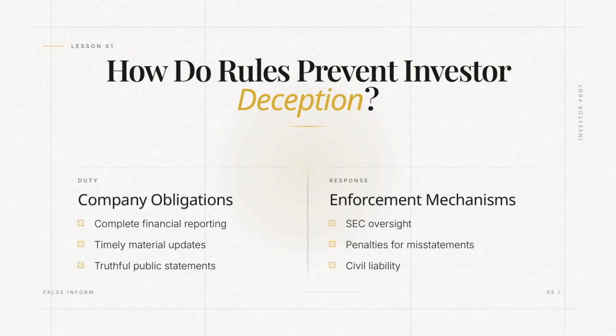Next, when it comes to response mechanisms, enforcement plays a key role. The SEC oversees company activities to ensure compliance with these rules. If a company provides false information or misstatements, there are penalties in place, including civil liability. These enforcement tools work together to maintain market integrity and protect investors from deceptive practices. Understanding these duties and enforcement measures is essential to grasp how investor protection functions effectively.